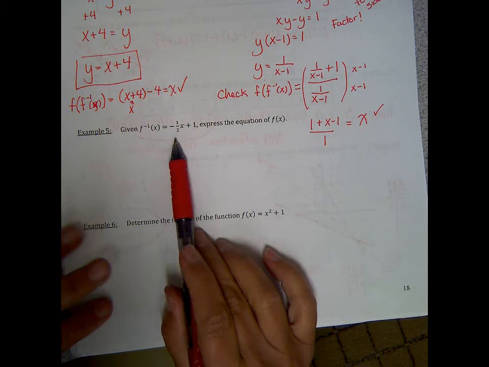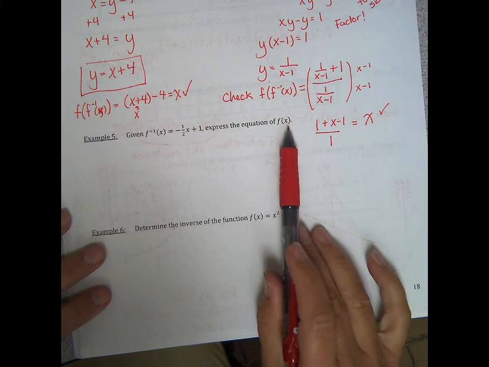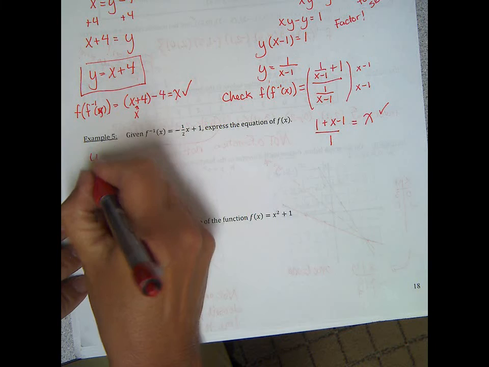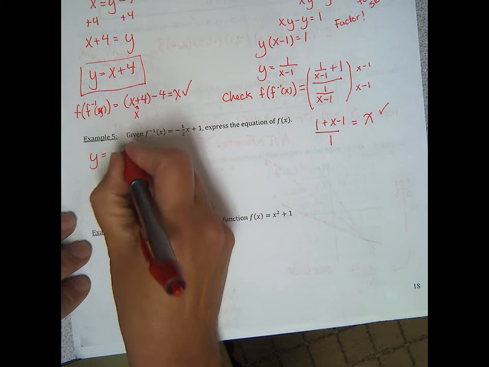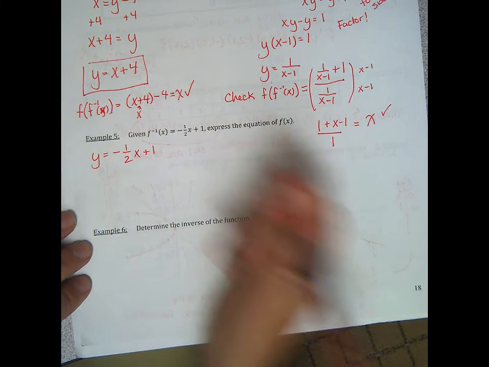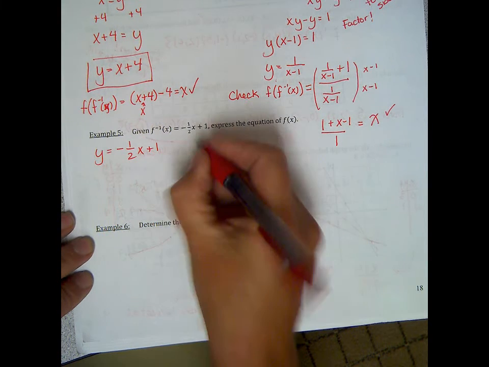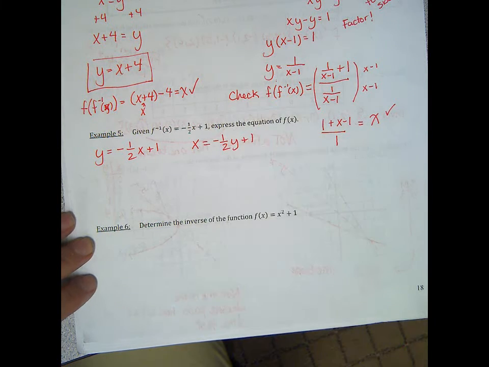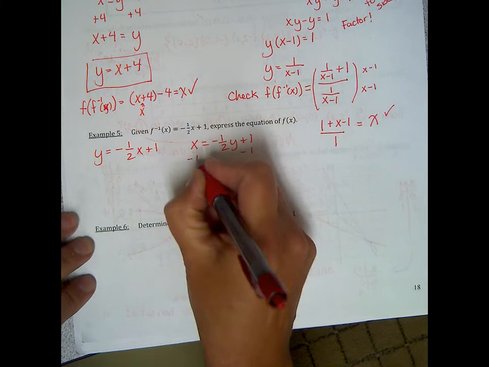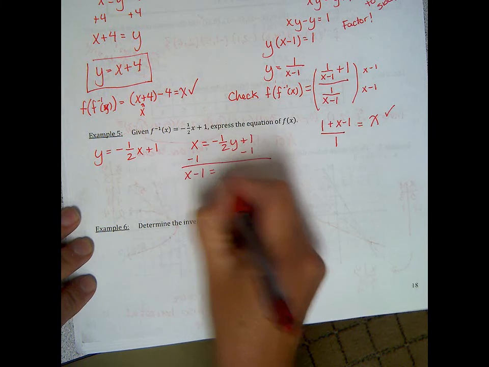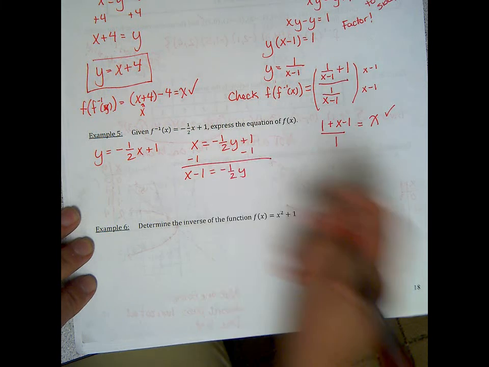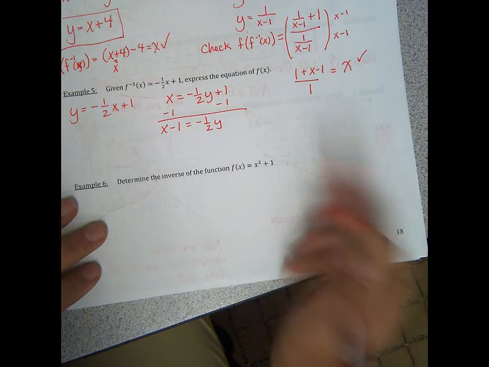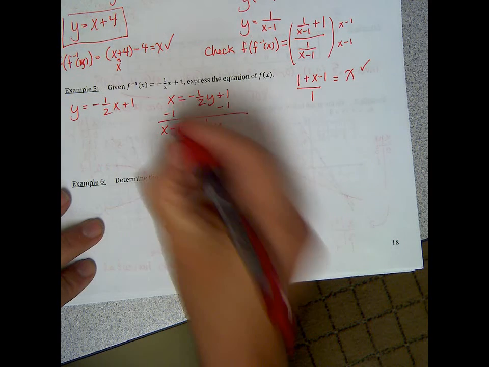Okay, number 5. Given the inverse, we want to find the original. Okay, so same thing. Now I'm given the inverse, so I still have my original y is negative 1/2 x plus 1. So to get back to the original, I just need to switch x and y again and solve for y. So I'm going to subtract 1 from both sides. X minus 1 equals negative 1/2 y. I'm trying to solve for y. So to get that fraction to the other side, I can either multiply everything by negative 2, or I can flip it to the other side.